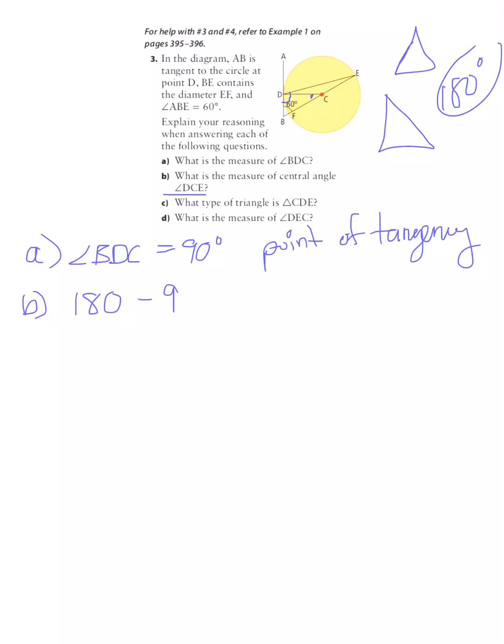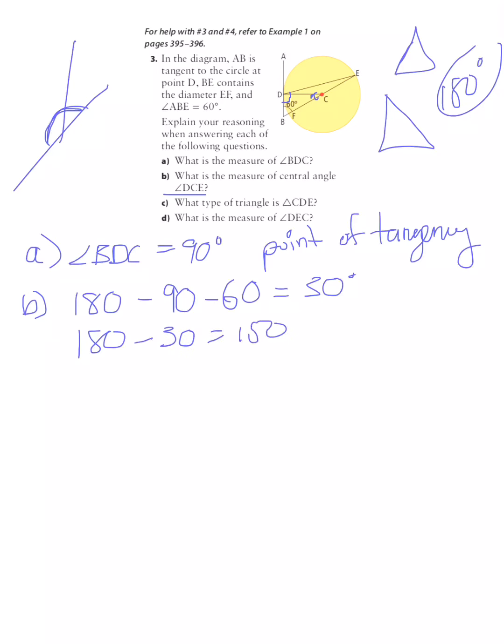So that angle is 180 minus 90 minus 60, which is 30 degrees. So this little angle here is 30 degrees. Now, remember, angles in a straight line, so if we have a straight line and then we cut it in half, they have to add up to 180 as well. So now we can find that. 180 minus 30 equals 150. So angle DCE is 150 degrees. That's our answer for part B.